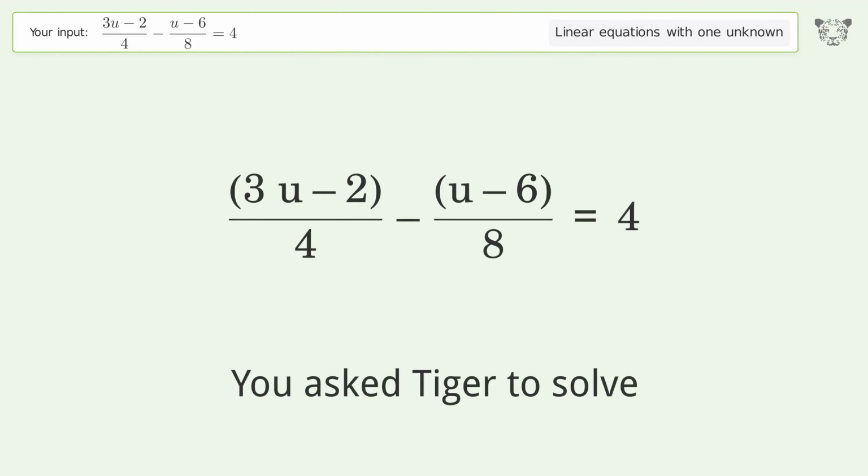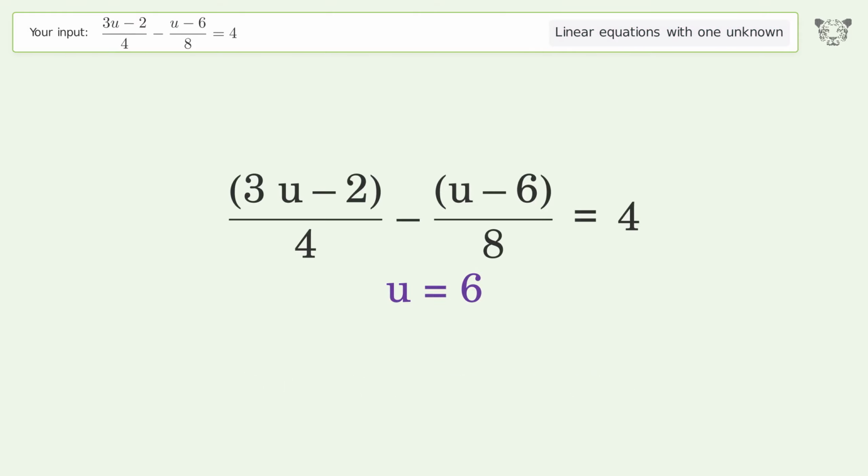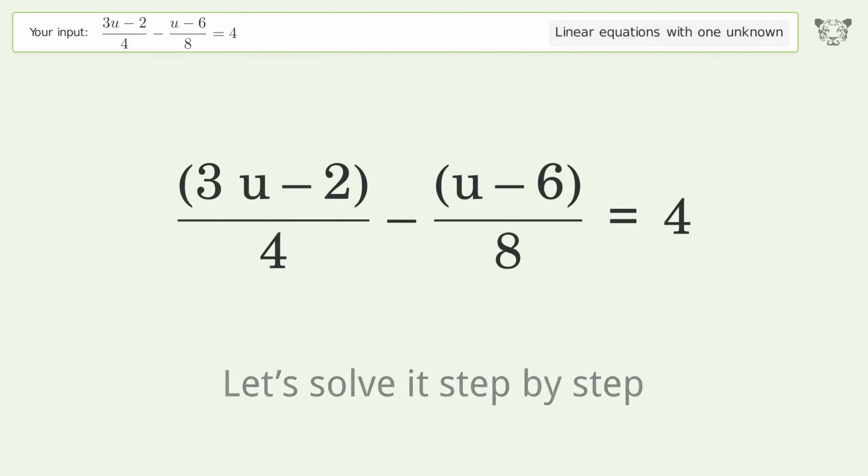You ask Tiger to solve. This deals with linear equations with one unknown. The final result is u equals 6. Let's solve it step by step.